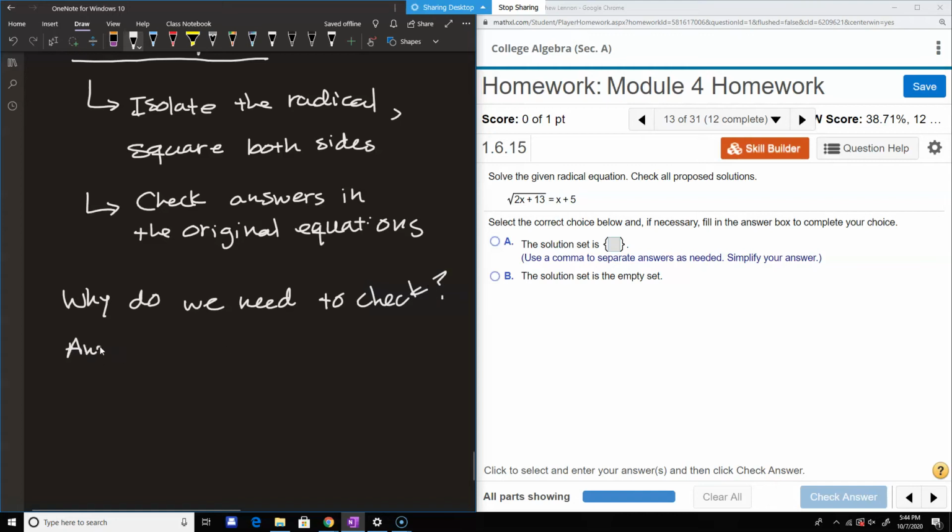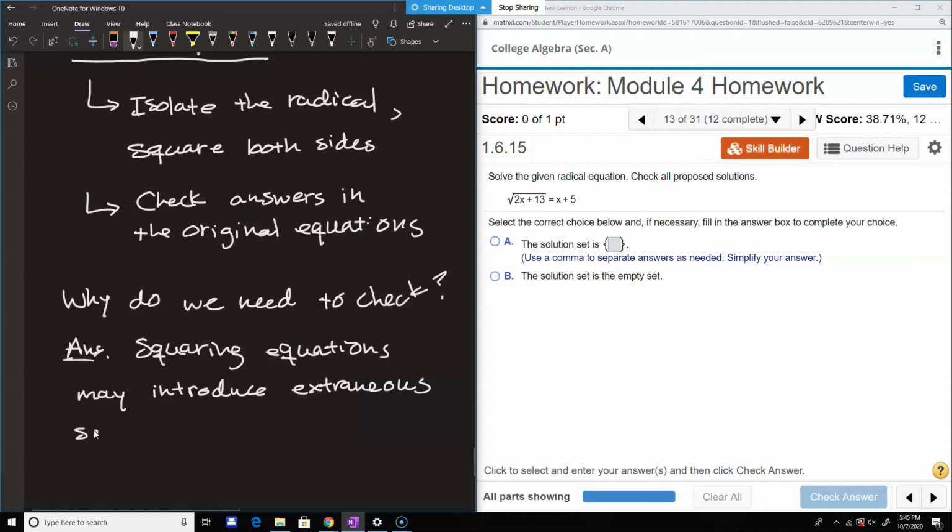Well, the answer here is squaring equations may introduce extraneous solutions. So extraneous solutions are, when you square something, you make it more complicated, right? So you might be adding solutions to a new, more complicated equation that wasn't really a solution of the simpler thing that you started with.